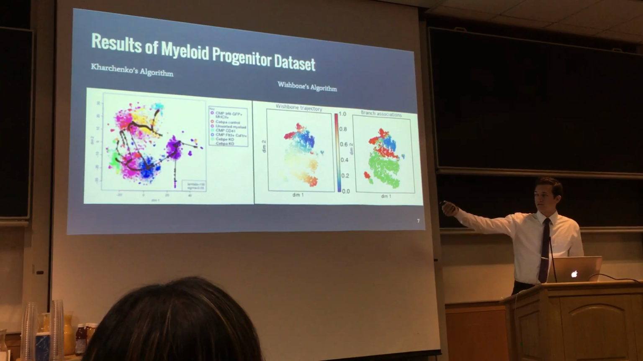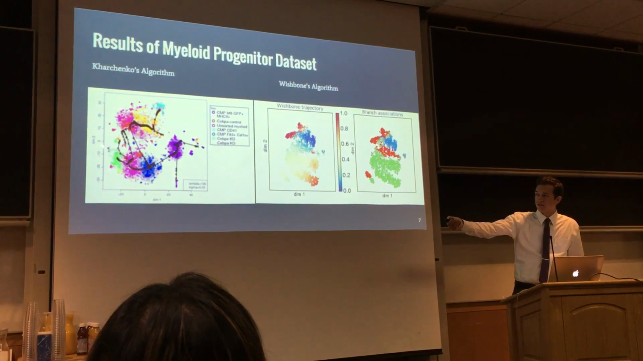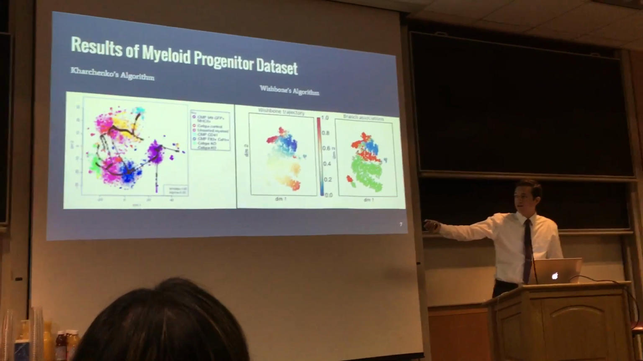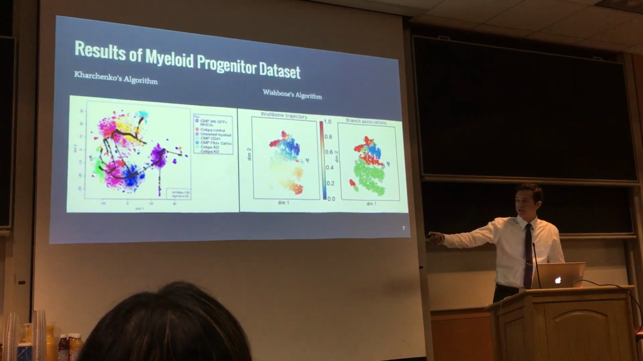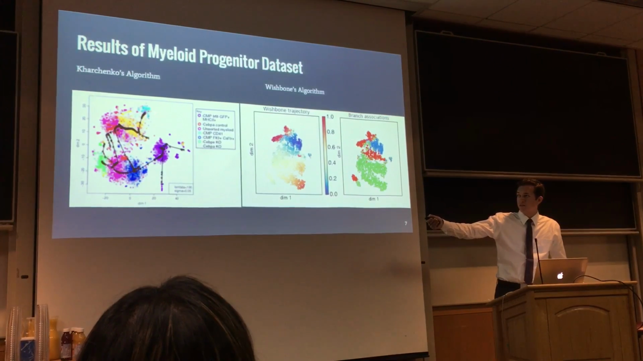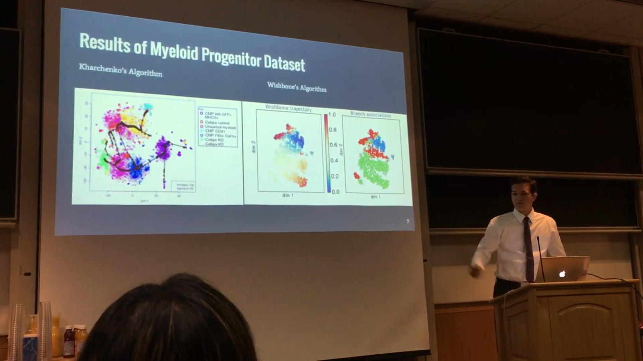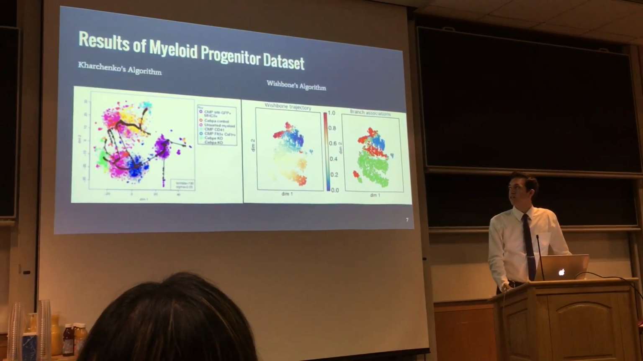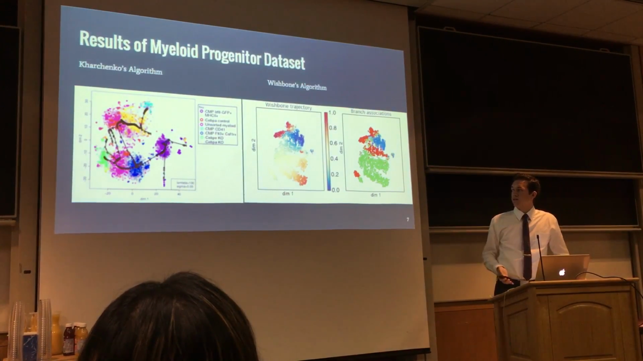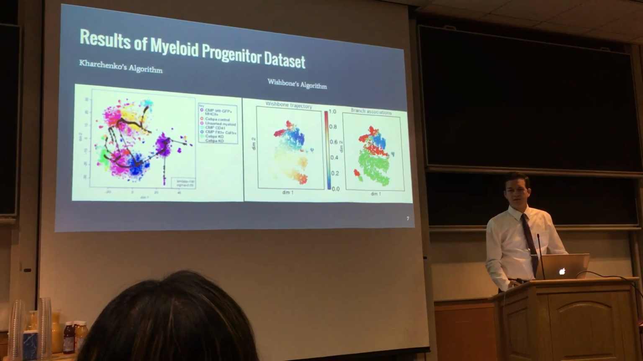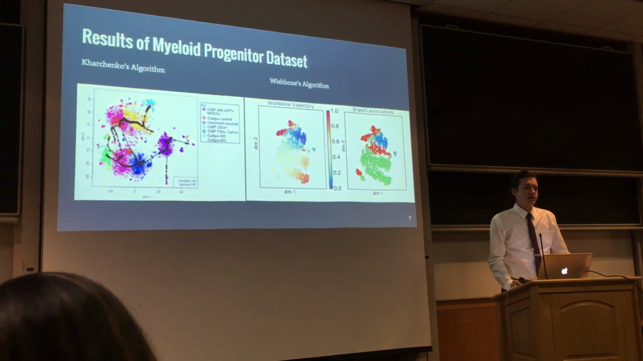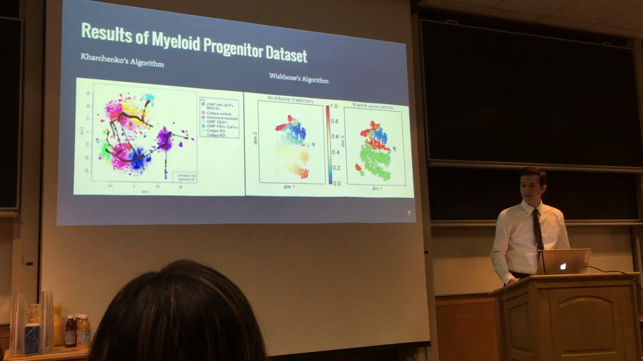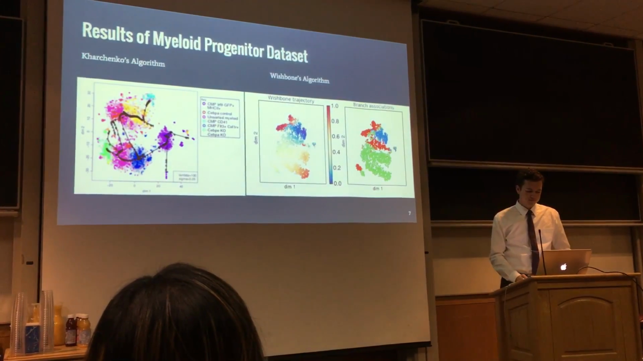And in Krushenko's algorithm, the trajectory is the line that goes throughout. So as you can see, Krushenko's algorithm has a significant branch in each of the various cell types, which is good to know because that's what we were expecting to happen. But in the Wishbone algorithm, it's a different figure that's not shown here. It was quite ineffective in clustering the correct cell types from the labels that are provided in the data.